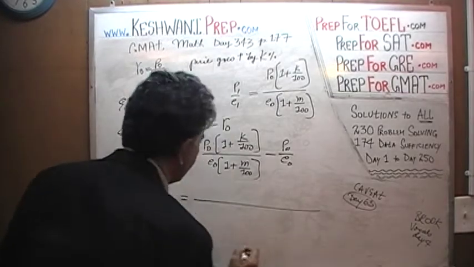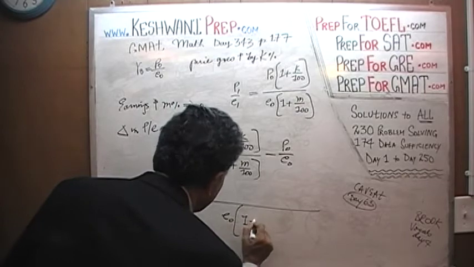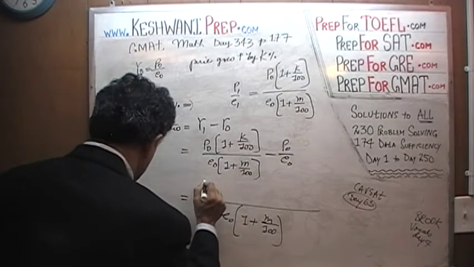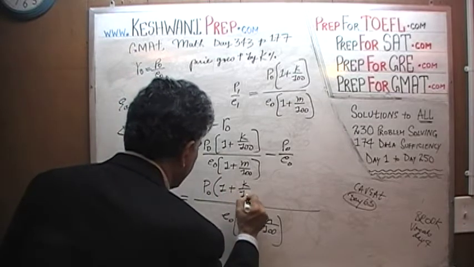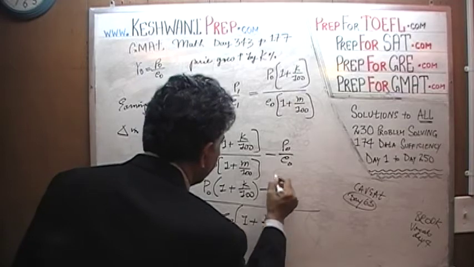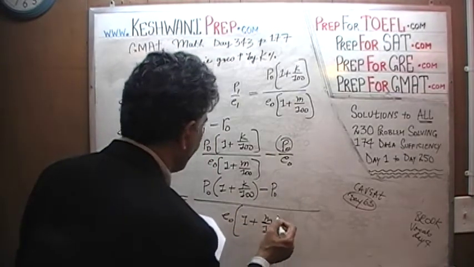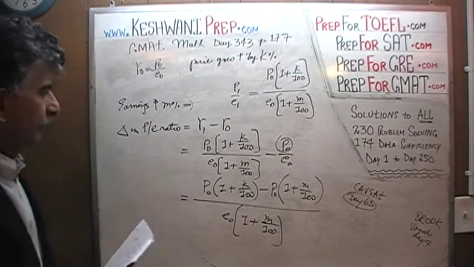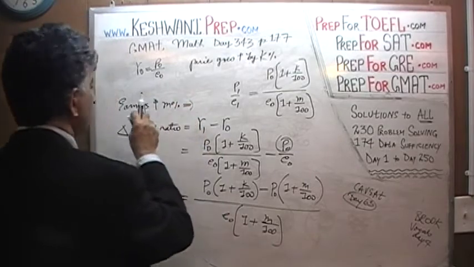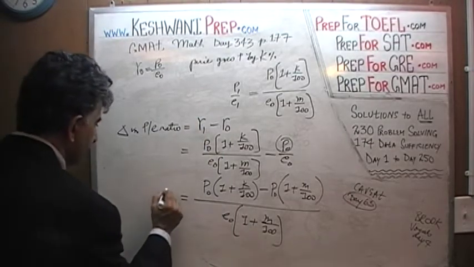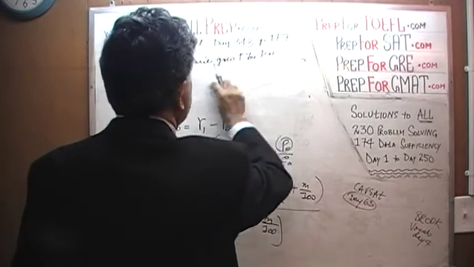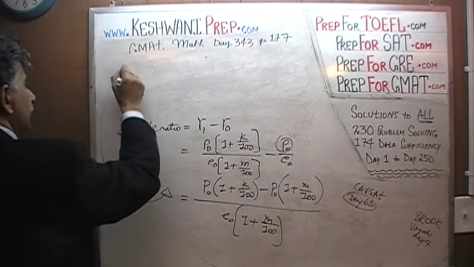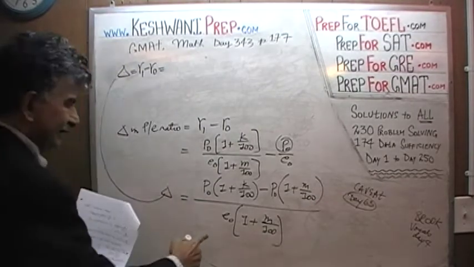Let's write this down with a common denominator. We have E0 times (1 plus M over 100), and here we have P0 times (1 plus K over 100) minus P0 times (1 plus M over 100). We need the room, so we're going to continue on the top. This is the change in ratio, the change in the new ratio minus the old ratio.